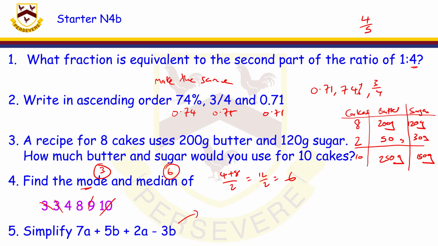And for question 5, simplify, we collect the like terms. So we've got 7a plus the 2a plus the 5b. When we look for other b's, it's minus 3b. Remember, it's the sign that's in front of the expression, and that's going to be equal to 7 plus 2, 9a, and 5b minus 3b is plus 2b. That's an a, by the way.